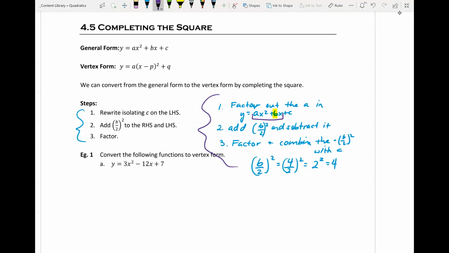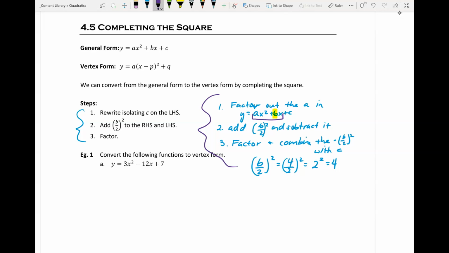The first thing you can do is factor out the a in y equals ax squared plus bx plus c. Then you're going to add b divided by 2, square it, and also subtract it. That b value is coming from that highlighted b. So if that b value was 2, then you would do 2 divided by 2, which is 1, and then square it, which is still 1. And then you're going to subtract that 1 as well.